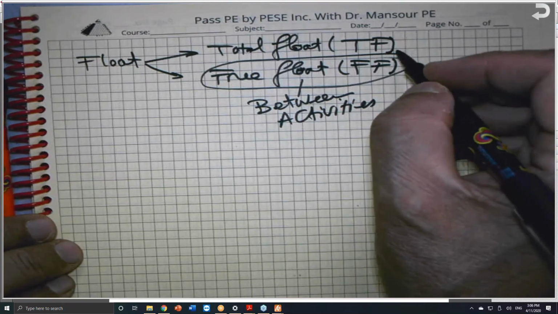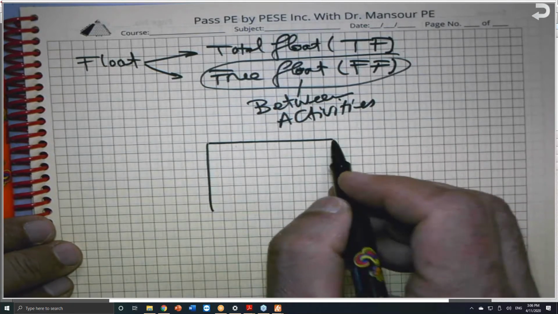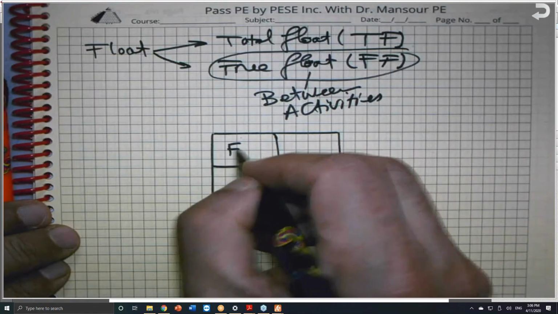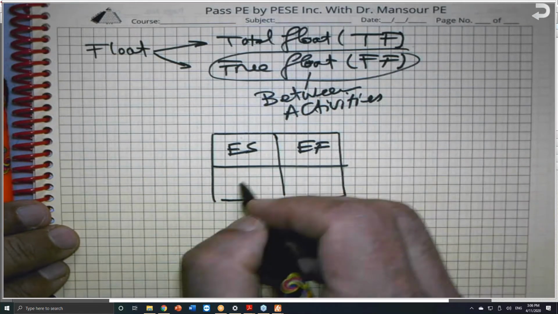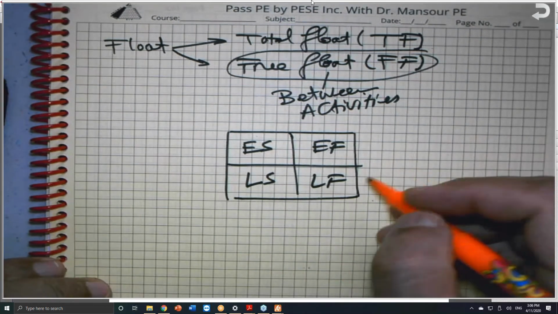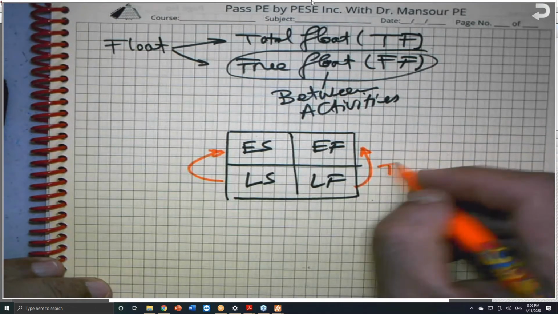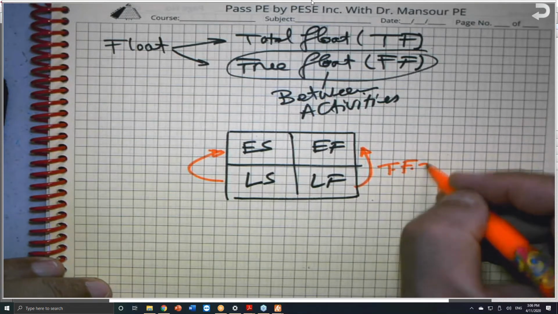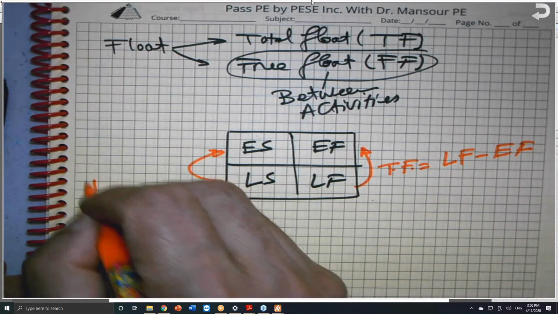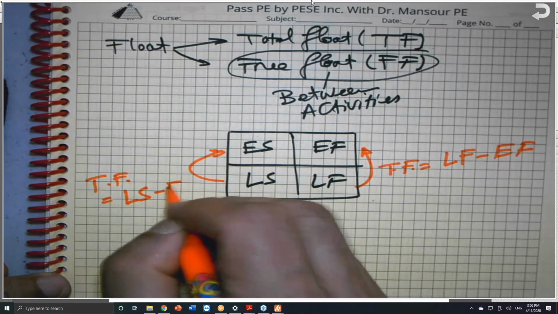The total float is what? And this is what I need you to calculate. Show it to me, either horizontally or vertical. Show it both ways. If this is the early start, early finish, late start, late finish, the total float is this minus this or this minus this. So the total float, TF, should give me the same answer, is late finish minus early finish. Or the total float is equal to late start minus early start.